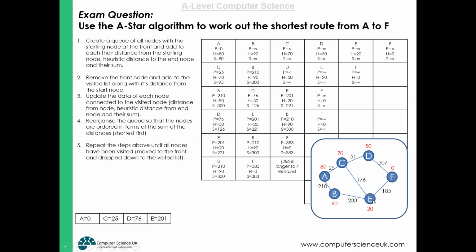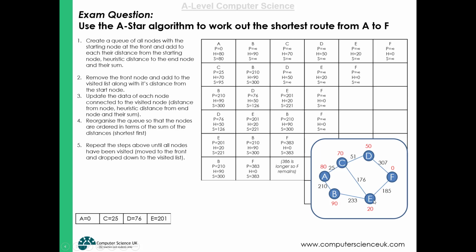So we go to E and we look at all the things that are connected to E. Well, what's connected to E? Well, we can go to B. Now, if you think about the fact that we've already gone 201 to get to E, we need to add another 233 to get to B. Well, that's already far greater than the S value here, and certainly the P value here, sorry. So therefore, we won't update B's values.